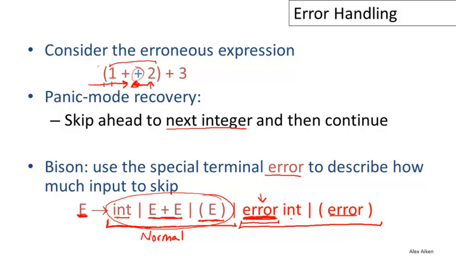This error will match all the input up to the next integer. And then this whole thing could be counted as an E, as one of these things, and then we would try to continue the parsing. Similarly, if we encounter an error somewhere inside a pair of matched parentheses, well, we could just throw away the whole thing and just reset at the parentheses boundaries and then continue parsing.